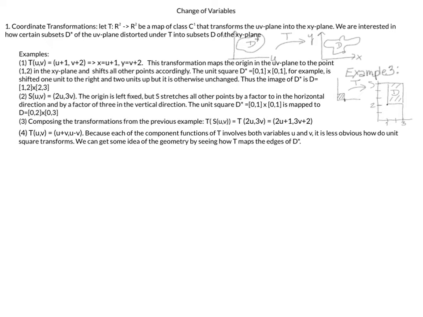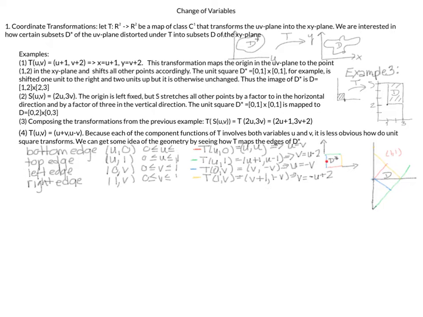This next transformation, number 4, is a little less obvious to see what it does because each component involves both variables u and v. But if we want, for example, to see what happens to the unit square, we can just look at it piece by piece, edge by edge. So for example, the bottom edge that I have in red, that's when v is equal to 0 and u goes between 0 and 1.